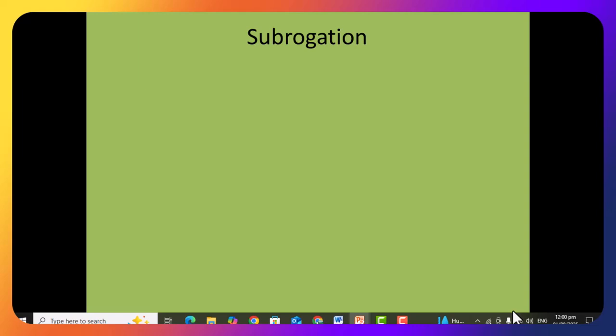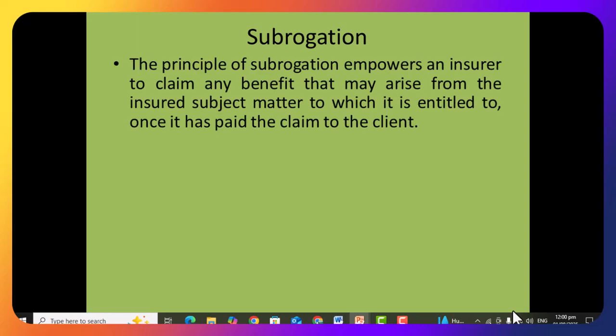by the insurance company. So, under the subrogation principle, if the stolen car is recovered and the insurance company has already paid the claim, then that stolen car will come into the ownership of the insurance company. So that is the subrogation principle. The principle of subrogation empowers an insurer to claim any benefit that may arise from the insured subject matter to which it is entitled once it has paid the claim to the client.